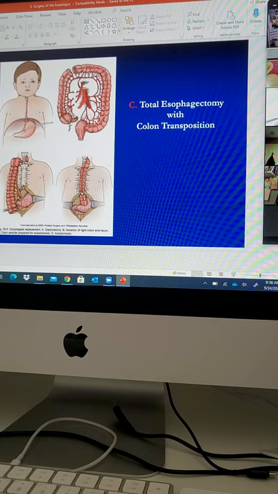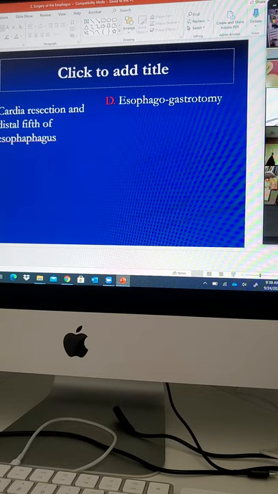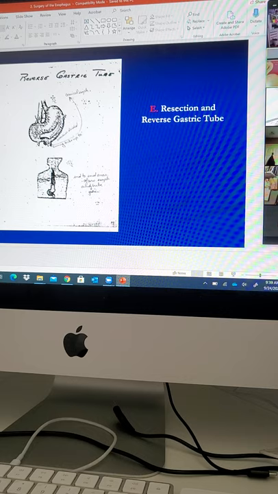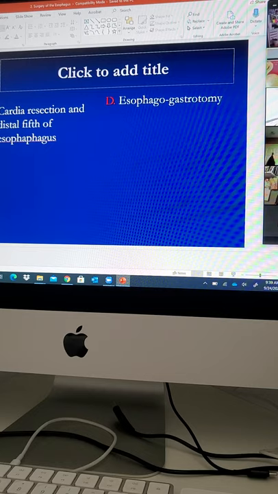So that's the other one. And another way this is moved, I have to fix this, okay? So esophageal gastrotomy. Let's go to the esophageal gastrotomy, okay? Here is the reverse gastric. Where's the esophageal gastrotomy? I guess I don't have a picture of the esophageal gastrotomy.